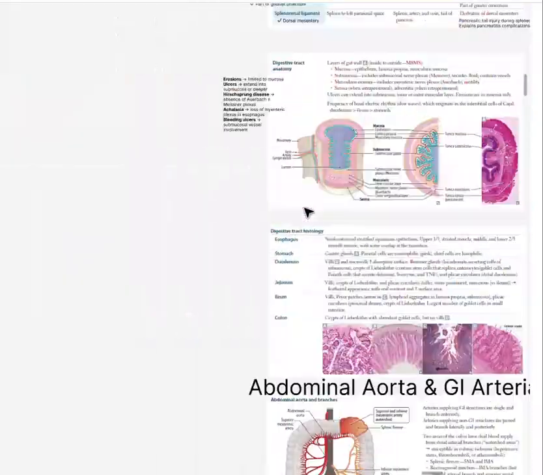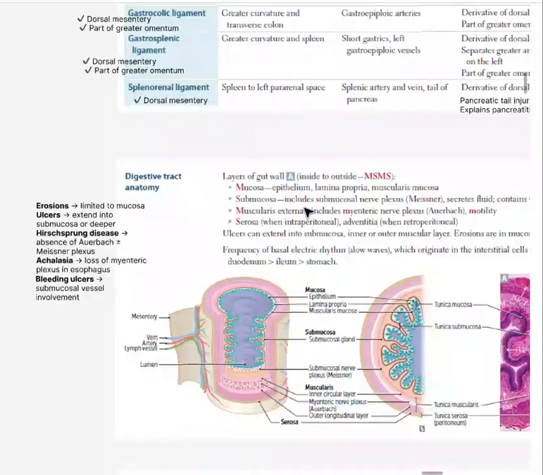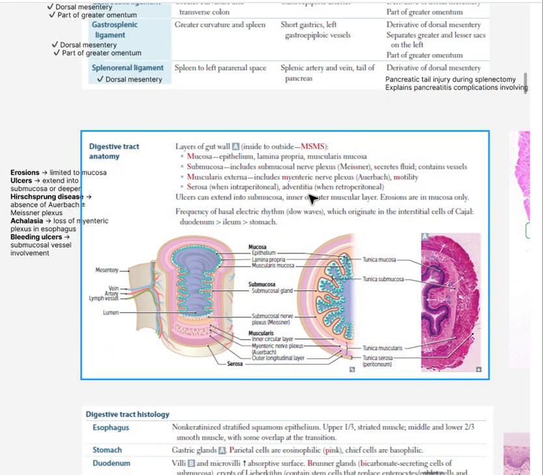Before moving on to the epitheliums, let's just revise this. So ulcers can extend into submucosa, inner or outer muscular layer. Erosions are in mucosa only. Frequency of basal electric rhythm. The slow waves originate in the interstitial cells of Cajal. They were mainly located in the Auerbach plexus, and they're fastest in the duodenum, or they're highest in the duodenum, and then the ileum, and then lowest in the stomach.